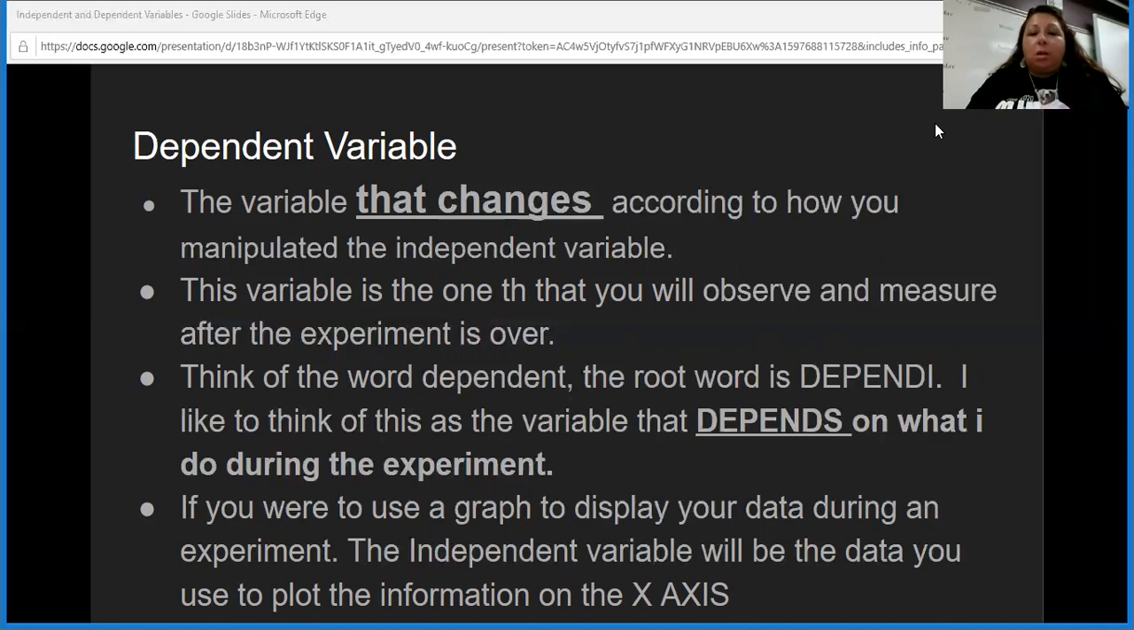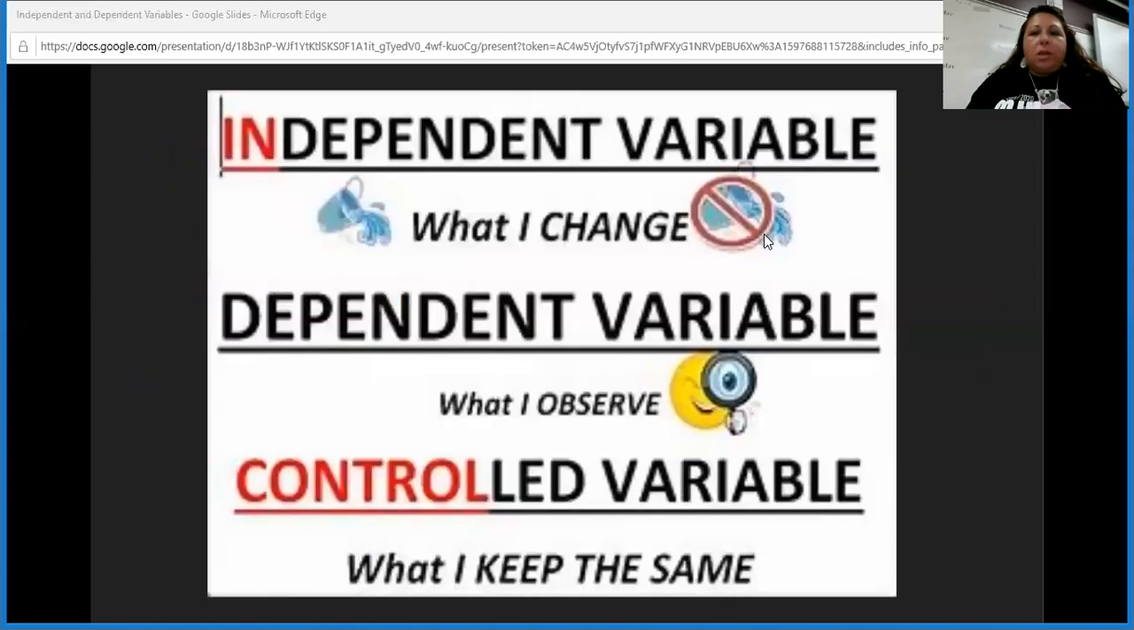That's what you're measuring. So I'll put here, it says, think about the word dependent. The root word is depends. So it depends on what you did during the experiment. And then you're going to graph this on the y-axis. So here's a quick little way you can look at it. If you need pictures, I'm a picture learner, so pictures help me out. Independent, what I change. Dependent, what you're looking at or measuring. And then control, you keep it the same.